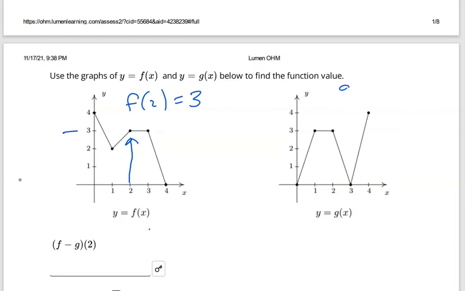G of 2 now, here's our 2 as our input. Our output is also 3. G of 2 is also equal to 3. So f minus g of 2 gives us 3 minus 3, or 0.